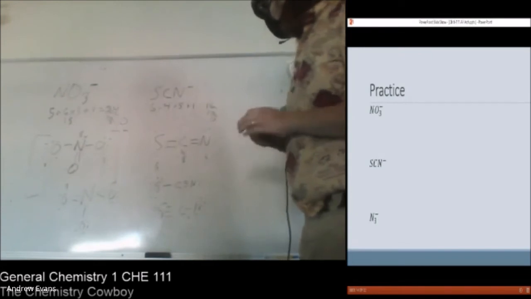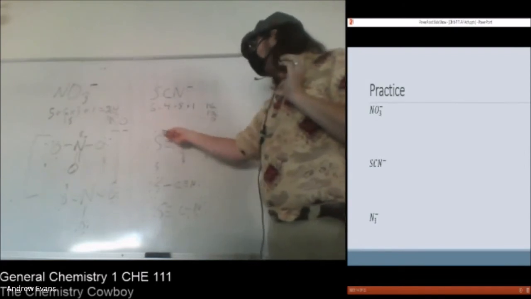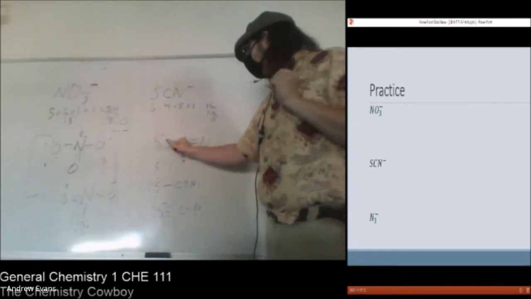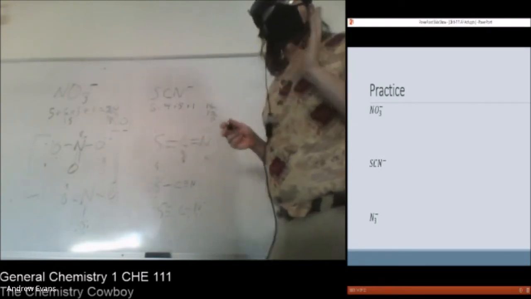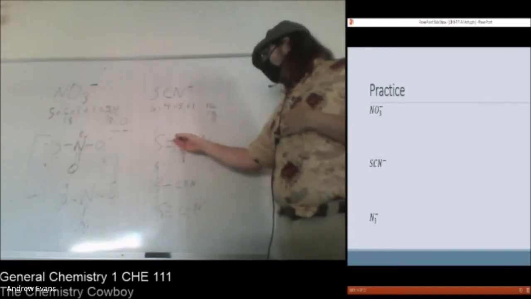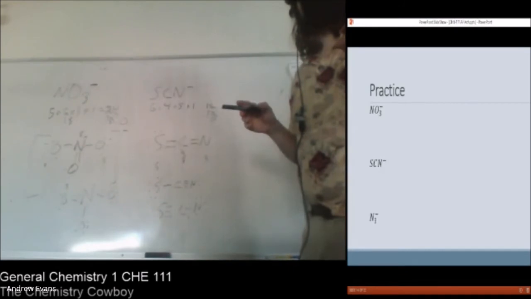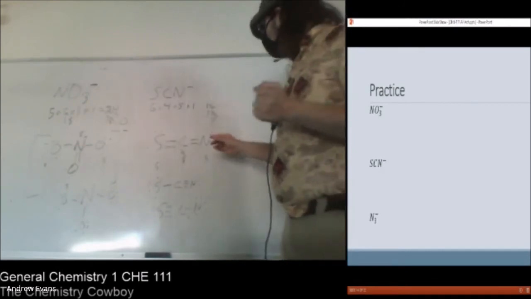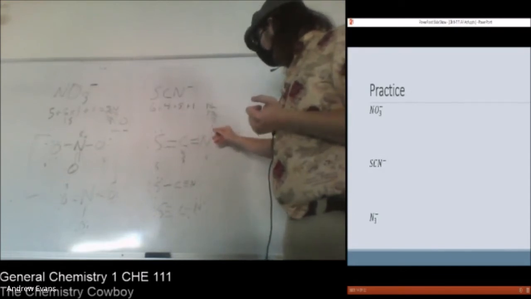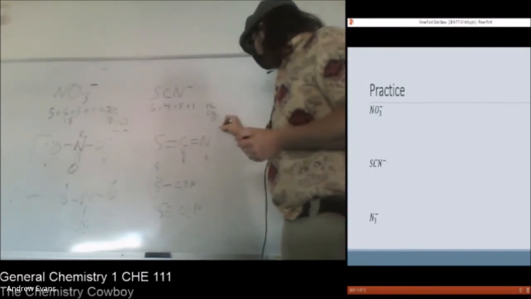So let's look at the top one first. Formal charge-wise, sulfur should have 6. It has 1, 2, 3, 4, 5, 6. A net formal charge of 0. Carbon should have 4. It has 1, 2, 3, 4. It has a net formal charge of 0. Nitrogen should have 5. 1, 2, 3, 4, 5, 6. We put the formal charge on nitrogen.